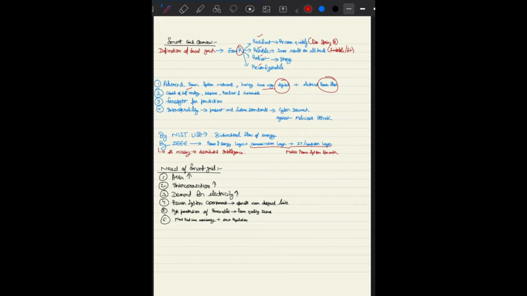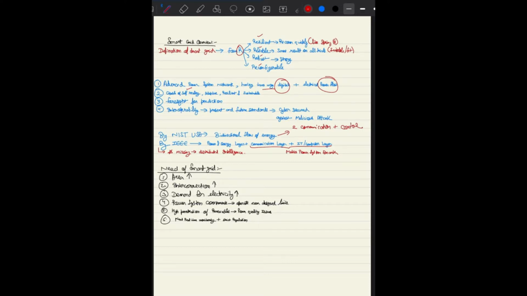If I talk about definitions, this definition was given by James Momo, and there are various definitions given by various organizations. One of such definitions, given by National Institute of Standards and Technology, NIST USA, is that smart grid provides a bidirectional flow of energy. If I spell that definition, it says that a modernized grid that enables bidirectional flow of energy and uses two-way communication and control capability will lead to an array of new functionality and applications.